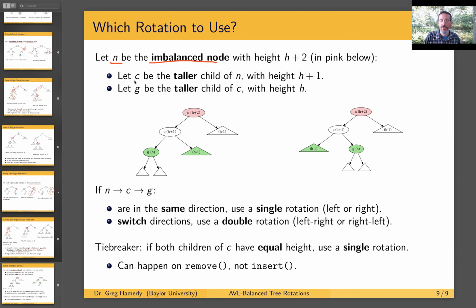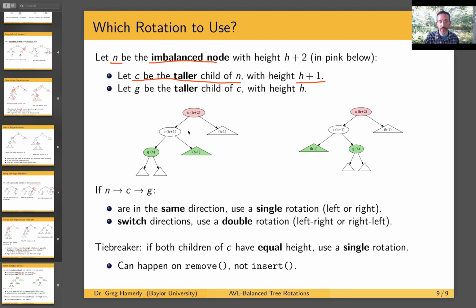Then here's the important part. Let C be the taller child of n, which has height h plus 1. So C is the taller child. I don't care, it could be the left, it could be the right, but it's the taller child. And I know that if it has height h plus 1, and it's the taller child, that must be the reason that n has height h plus 2, because n, in computing its height, must take the taller of its children and add a 1 and get its own height.